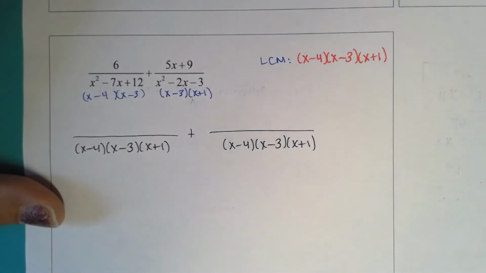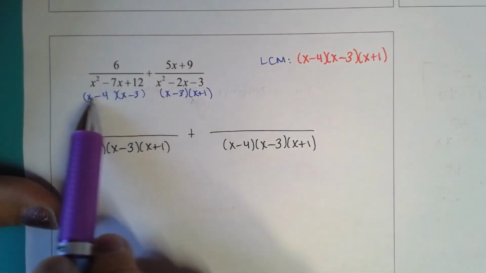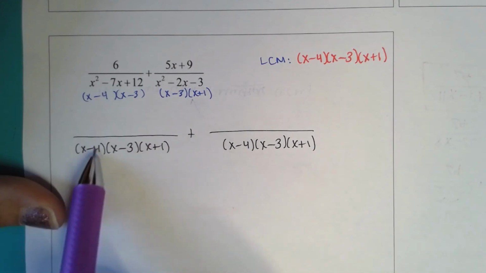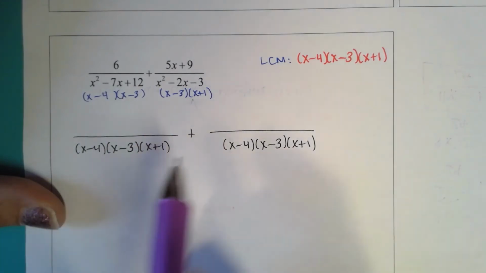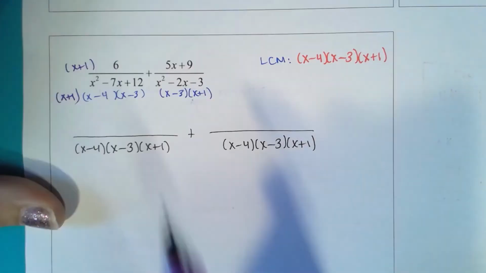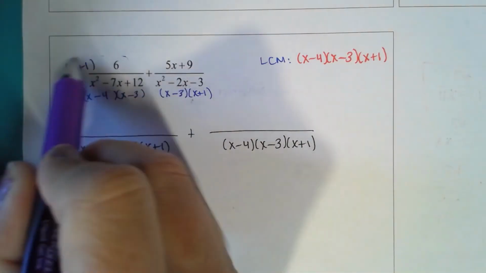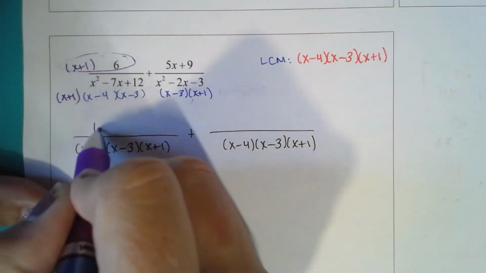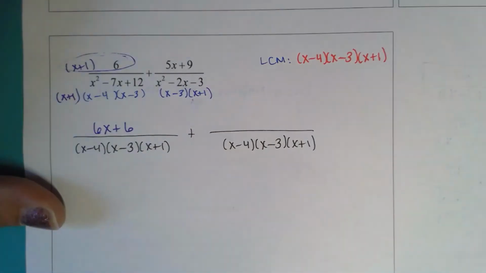All right, so let's start with that first fraction. The first fraction has the x minus 4 and the x minus 3, but we need it to also have that x plus 1. So we're going to multiply the top and the bottom by x plus 1. So I distribute that 6 to get 6x plus 6.